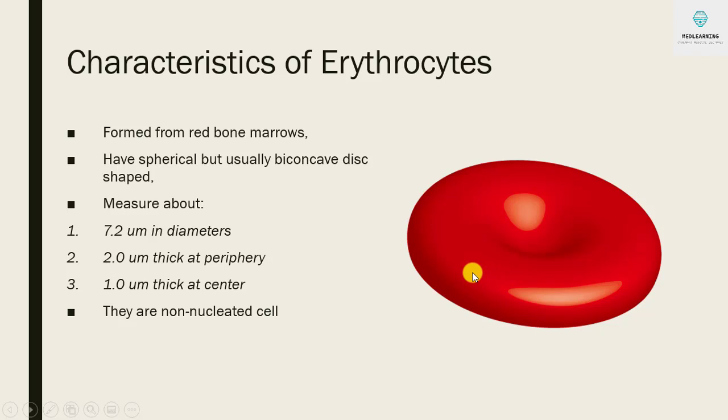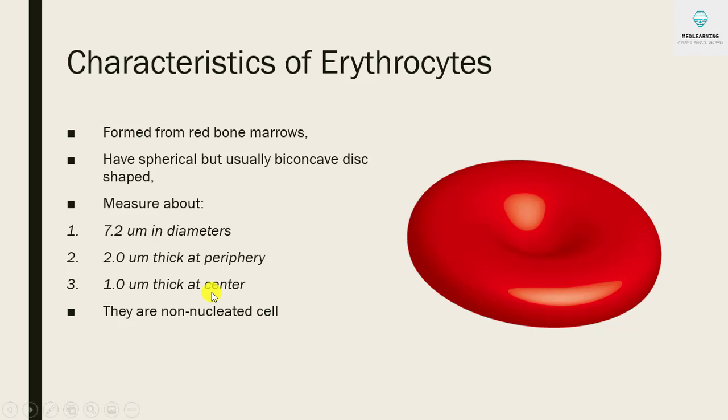And it has hemoglobin. Hemoglobin is the molecule which has the oxygen molecules inside it, and in this way it transports oxygen within itself. And mind that it does not have a nucleus, it is non-nucleated. If we talk about the measurement, it is 7.2 micrometers in diameter, 2.0 micrometers thick, and 1 micrometer thick in the center. So it has very little thickness in the center, but double thickness at the peripheries, and most of the oxygen is stored at the peripheries as well.